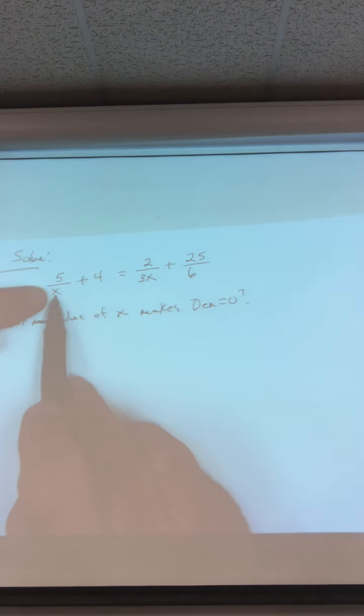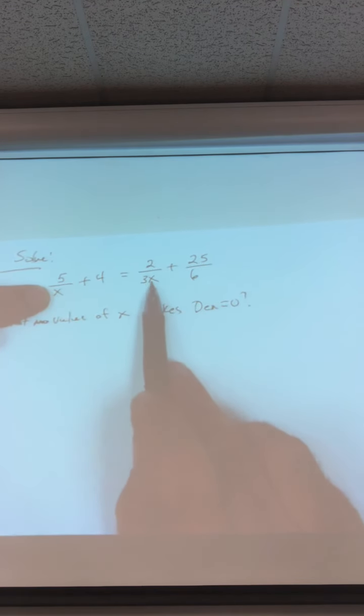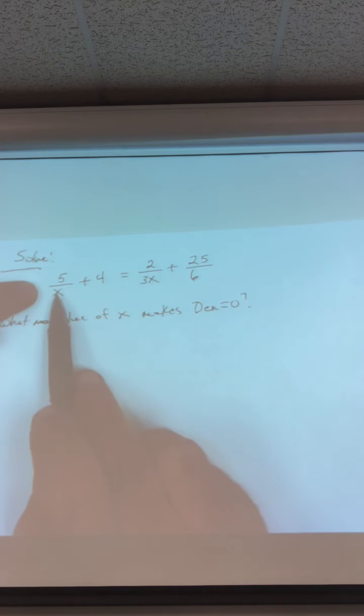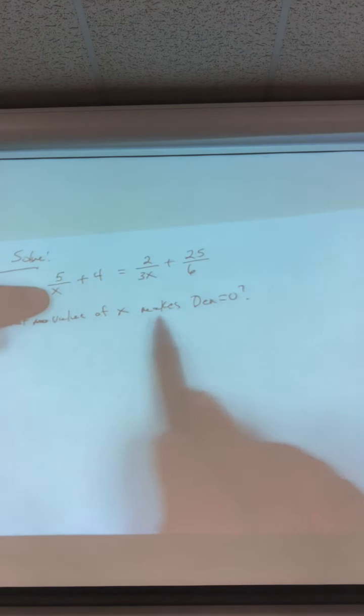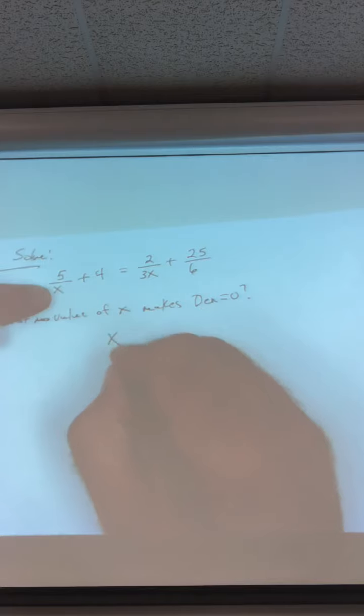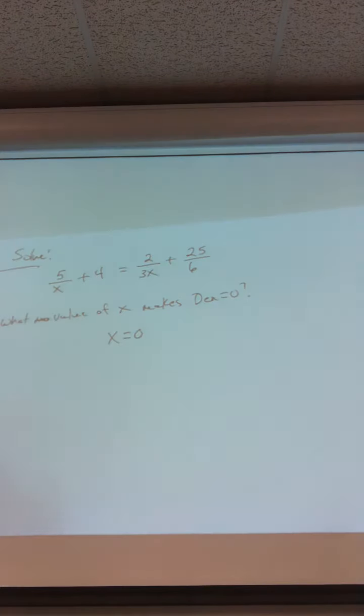But there's an x in this denominator. So, what number could you put right there and it would make that bottom be 0? Well, just 0. Now, look right here. What number could you put for x right here that would make this denominator be 0? 3 times what is 0? 0. So, the same number for x makes this denominator 0 as this one. So what makes the denominator be 0? If x is equal to 0.